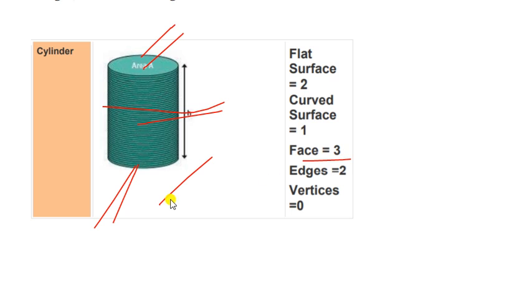Can you say the number of edges? Definitely two, because this is one and this is another one. Clear? And the number of vertices, what is this? The number of vertices is zero for a cylinder. I think it's clear from this diagram for the cylinder.